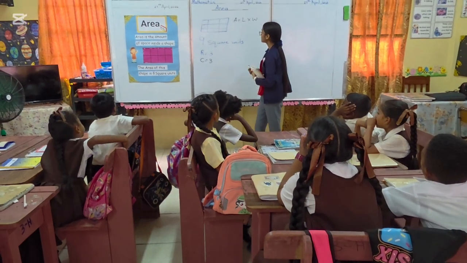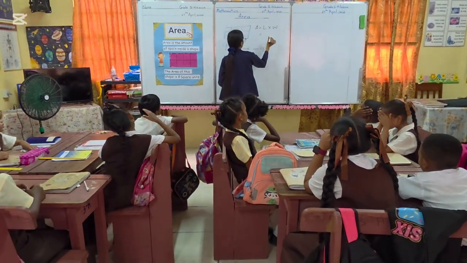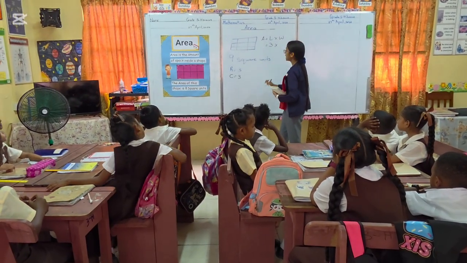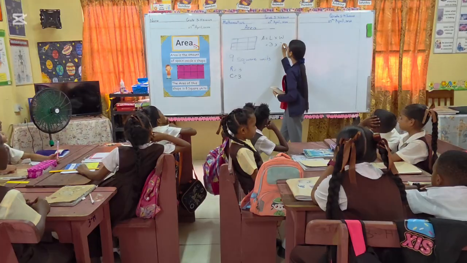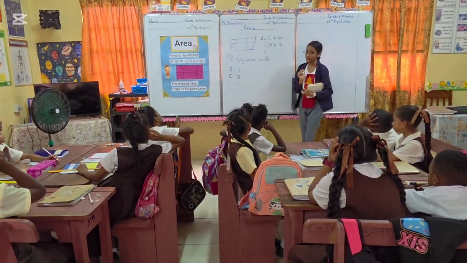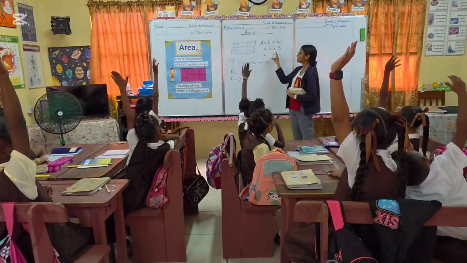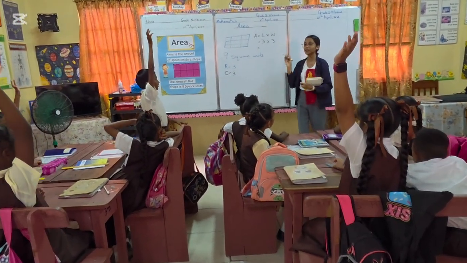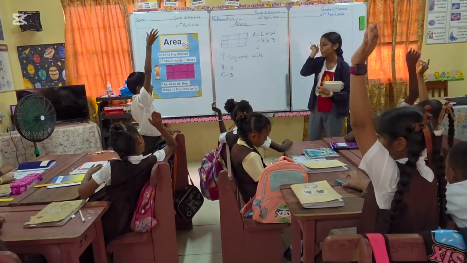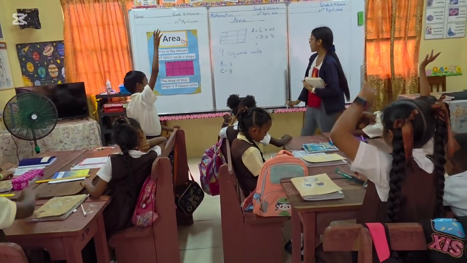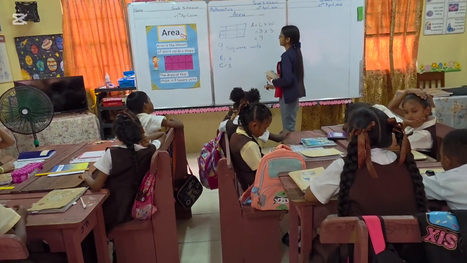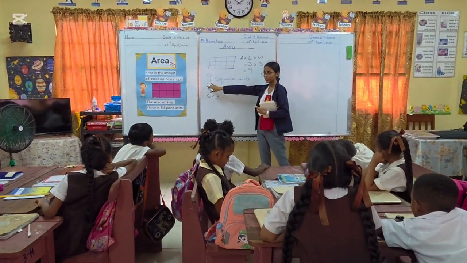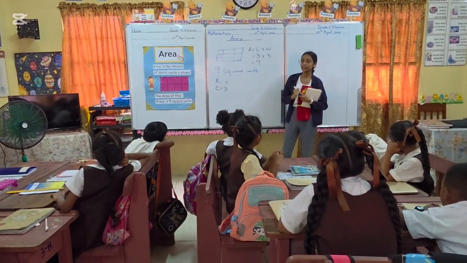Right? So the length there would be 3, right? We multiply that by 3. Now let me see who knows the 3 times table. 3 multiplied by 3 will give us what? I want one person to tell me. How much we got there? 9. So we got 9. And if you notice, we got 9 here and we got 9 there. It's the same thing, right? Yes.